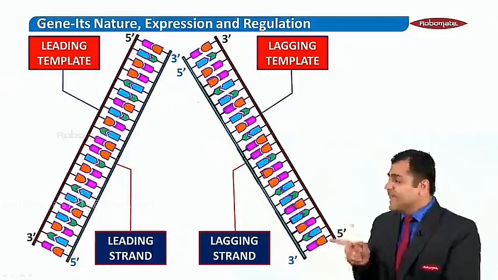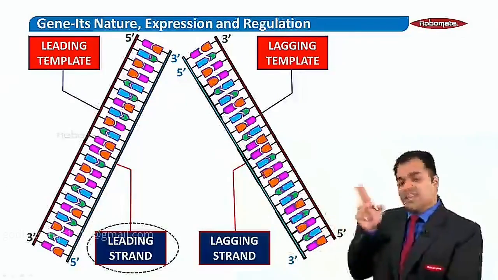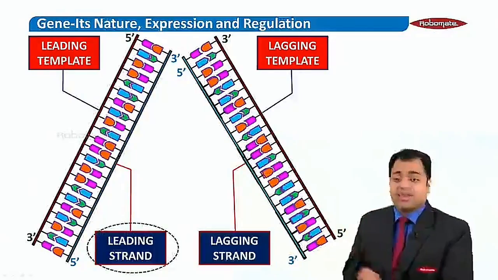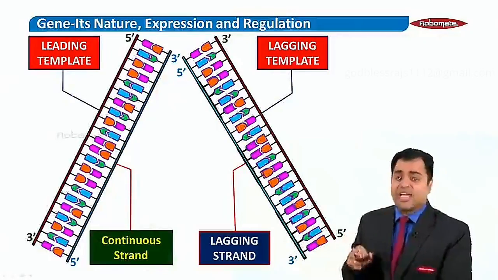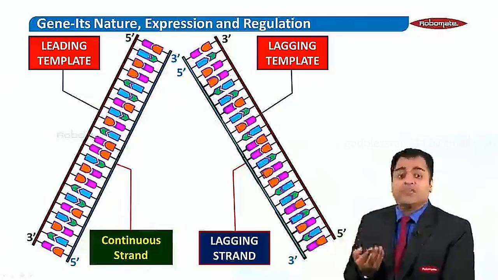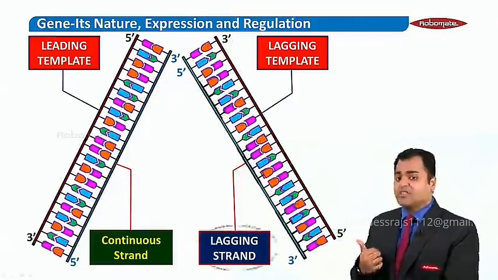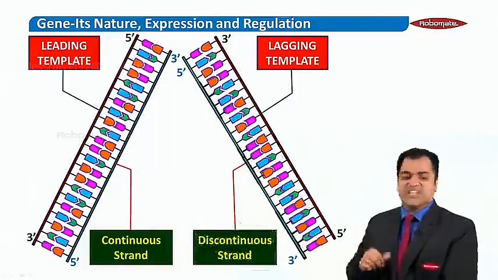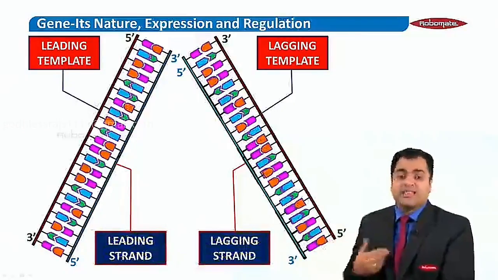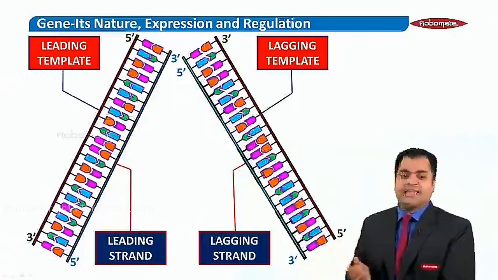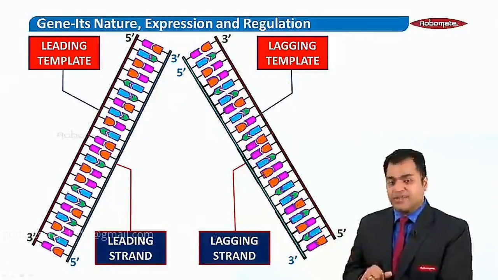Fine. The leading strand was synthesized continuously, so it is also called the continuous strand, while the lagging strand was synthesized discontinuously in the form of short fragments, so it is also called the discontinuous strand. Is that okay? Going back to their original names, this is the concept of the leading and the lagging new strands. Is that okay?